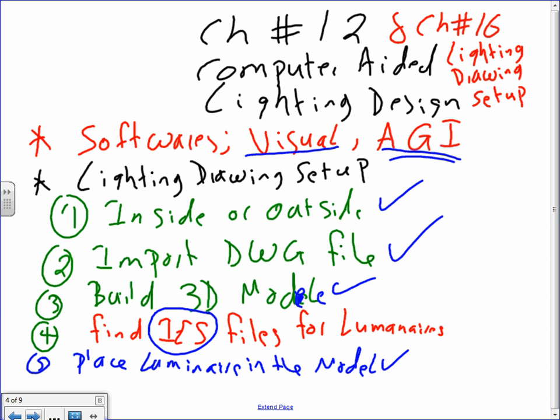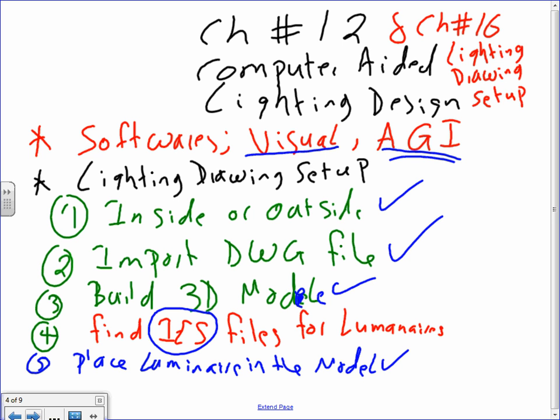So they want you to make up your mind. Are you doing it outside? Here's the default. For example, when they do it inside, they do the foot candle calculation every 2 by 2 square feet. Outside, I think they do it 10 by 10, or 5 by 5. Okay, so that's step number one when you do it.